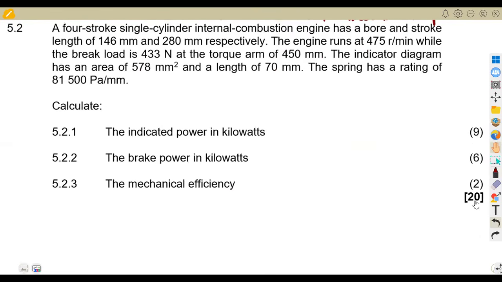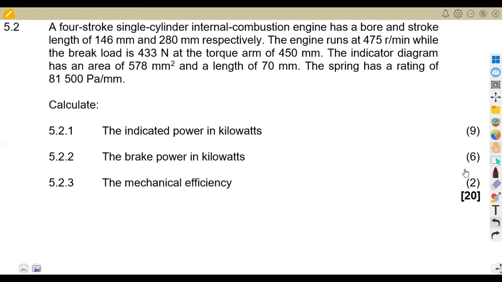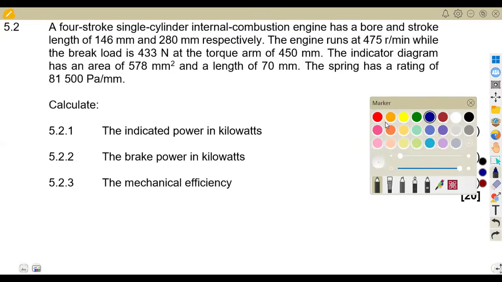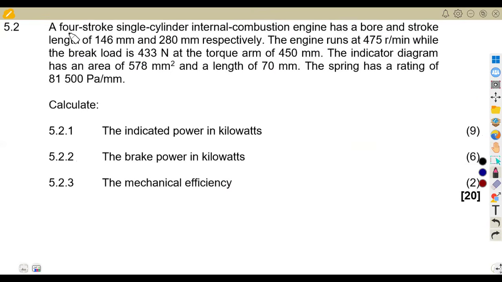All right. This is the most important question, and I'm going to take my time to explain this. There's a part that I need to talk about here, the indicator diagram concept. We need to calculate the indicated power in kilowatts from the information that we are given, whereby we are given a 4-stroke single cylinder. So that is 4 strokes, and it's a single cylinder. That means E is equal to 1 for the number of cylinders.